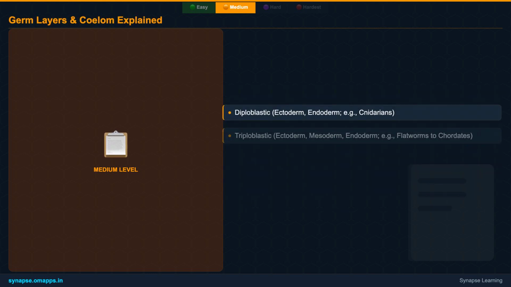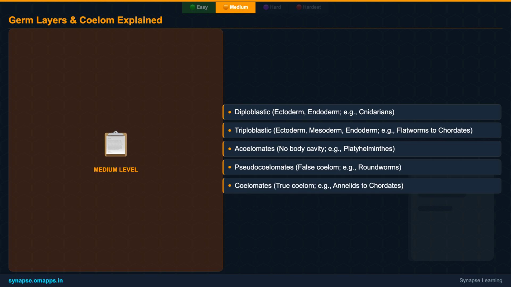Moving on to germ layers and coelom formation. Germ layers are the embryonic foundations for all body tissues. Diploblastic animals, like cnidarians, develop from 2 layers, ectoderm and endoderm, with a jelly-like mesoglea in between. Triploblastic animals, from flatworms onwards, possess a 3rd, crucial mesoderm layer, which gives rise to complex muscles and organs.